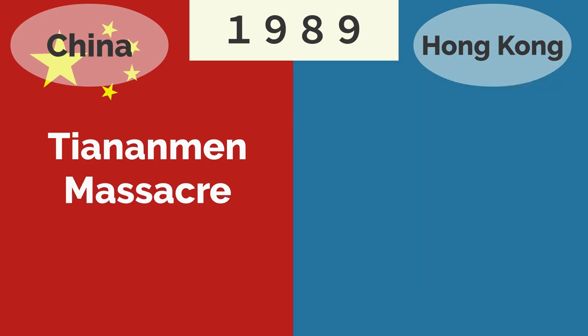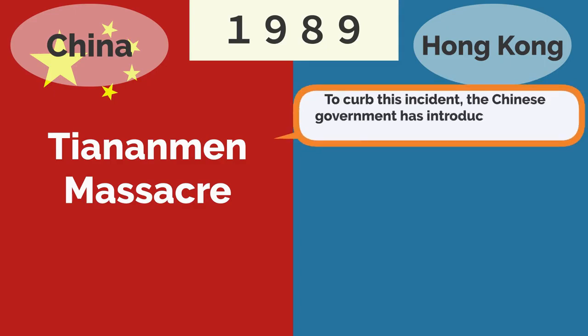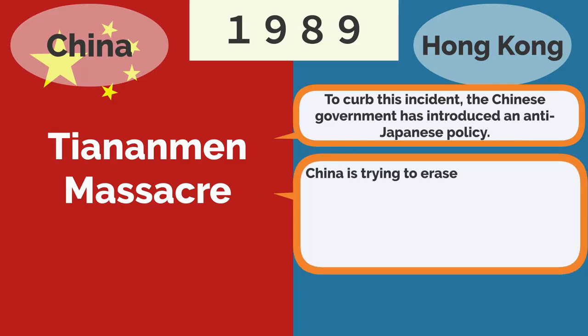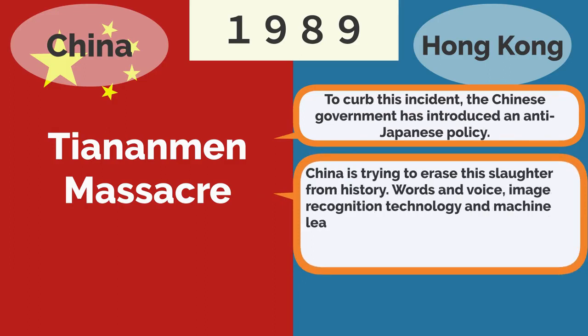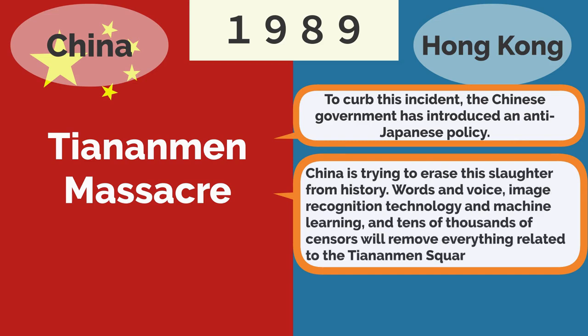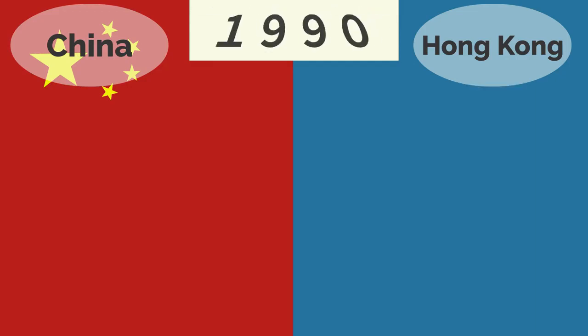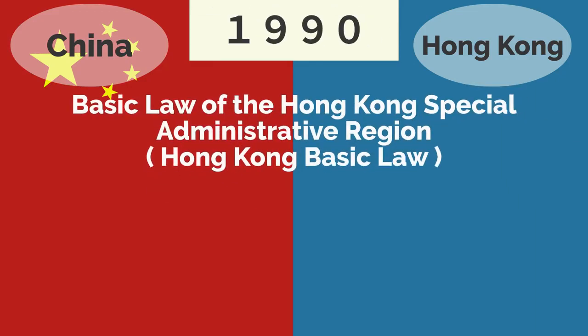To curb this incident, the Chinese government has introduced an anti-Japanese policy. China is trying to erase this slaughter from history. Words and voice, image recognition technology and machine learning, and tens of thousands of sensors will remove everything related to the Tiananmen Square incident. In 1990, the Basic Law of the Hong Kong Special Administrative Region was enacted.